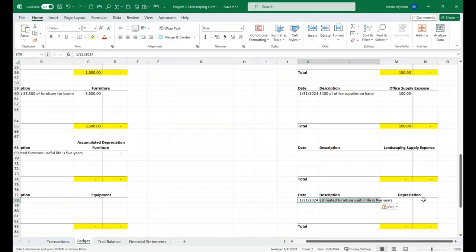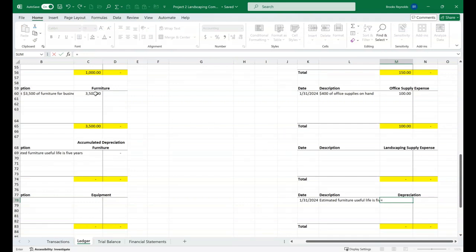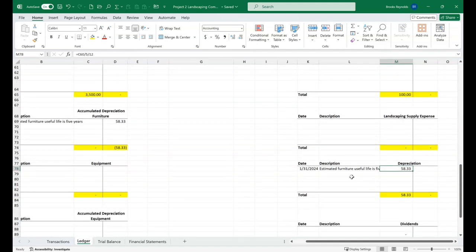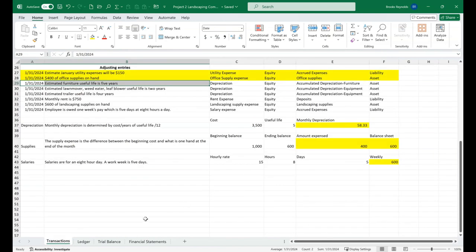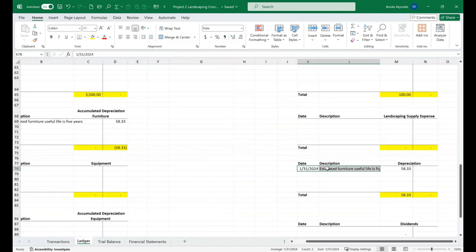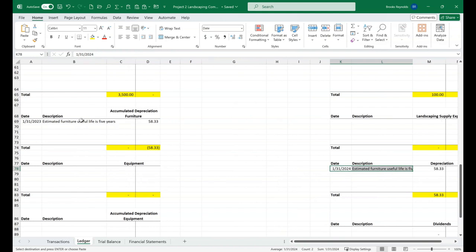And so we are going to do the monthly depreciation. We're depreciating this over 5 years, or 60 months. We determine that by the furniture being $3,500 divided by 5, divided by 12. Oh, divided by 12, not 1. I thought that was off. Okay, so our depreciation expense is going to be 58.33. Now the other side of this is going to be accumulated depreciation furniture. So let's put that same amount. Anyway, accumulated depreciation furniture.